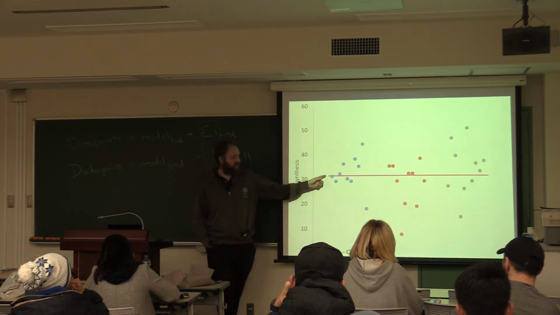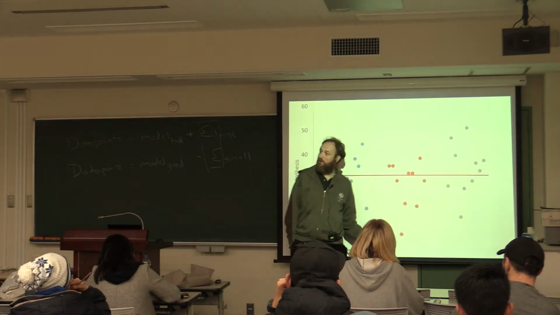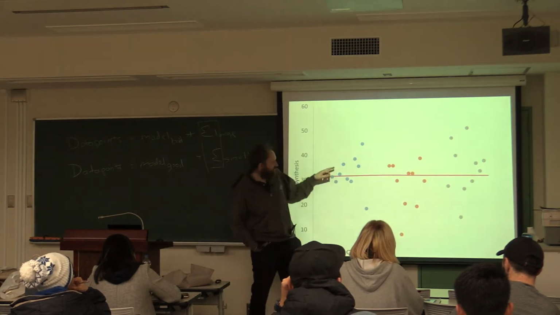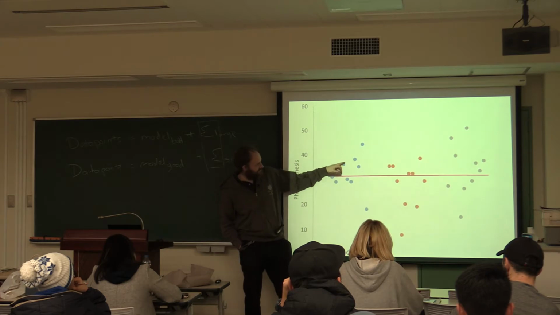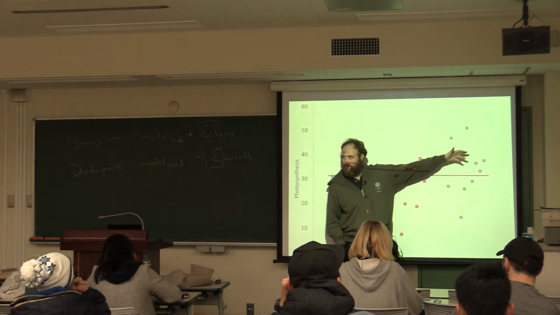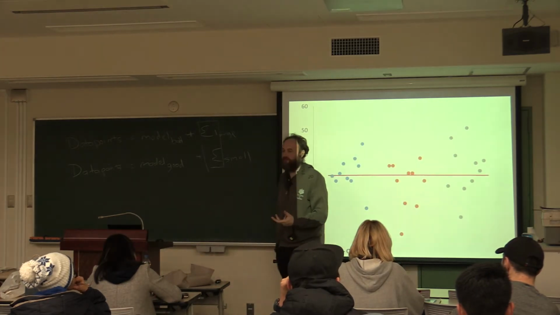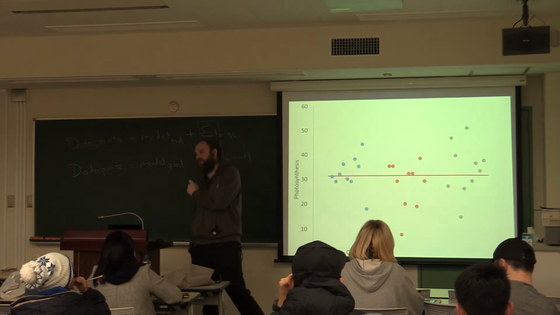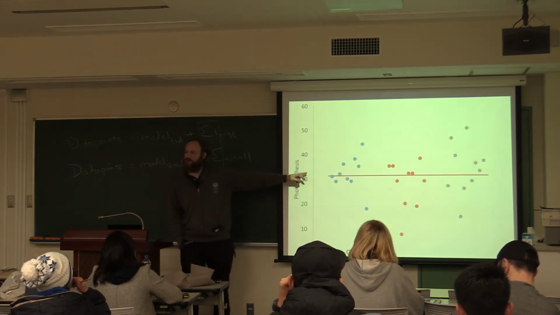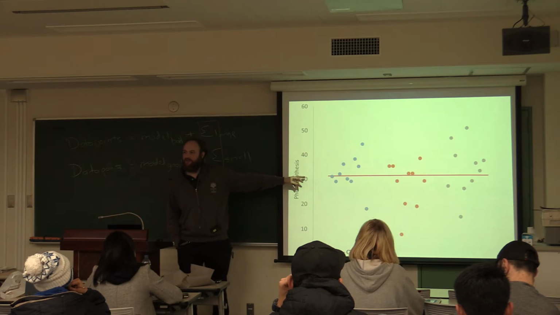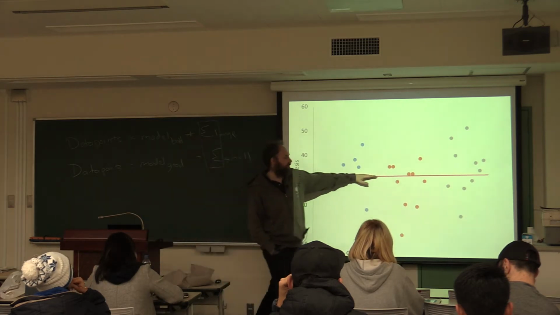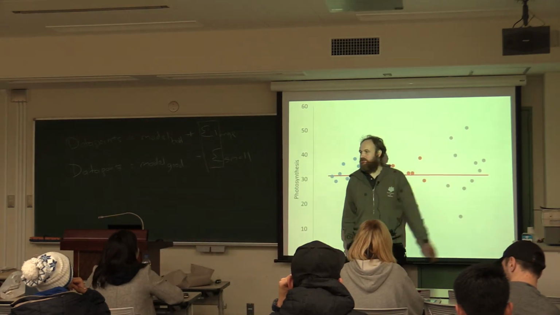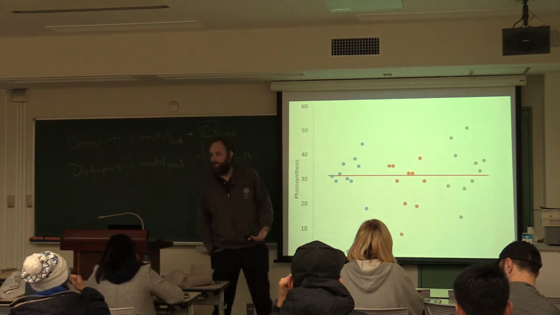What I've done is I've taken the average for all of the data points. I just add this value to this one, to this one, all the way through, add them all up, and divide by the number of samples. So I take the mean for all of the data. This is my null hypothesis, that this mean describes all of the data.